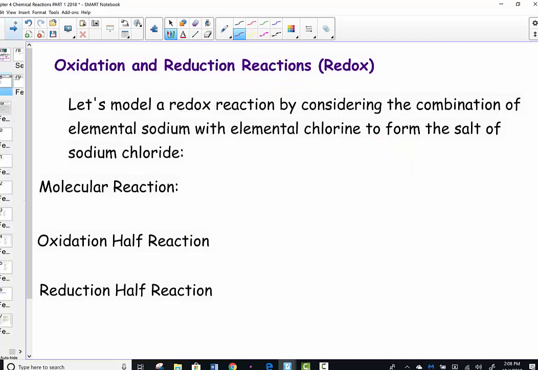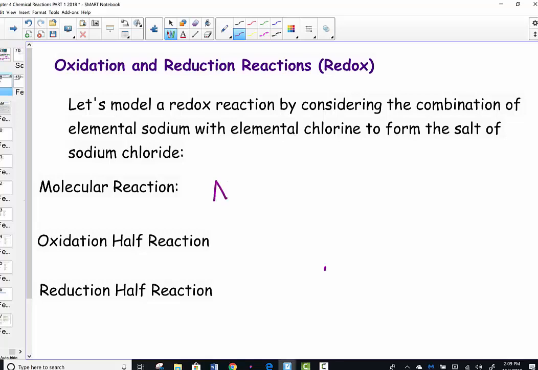Let's look at a redox reaction for a combination pattern. I've showed you 2 examples of single replacement, but remember I said it can be combos, it could be decomps, it could be singles, it can be combustions. There's a variety of equations that fall under the redox umbrella. Let's model a redox by considering the combination of elemental sodium with elemental chlorine to make table salt.